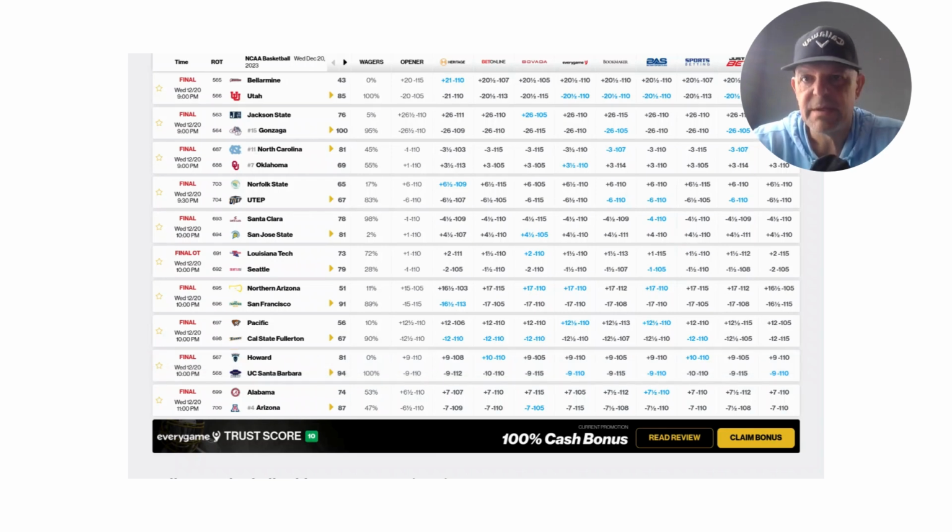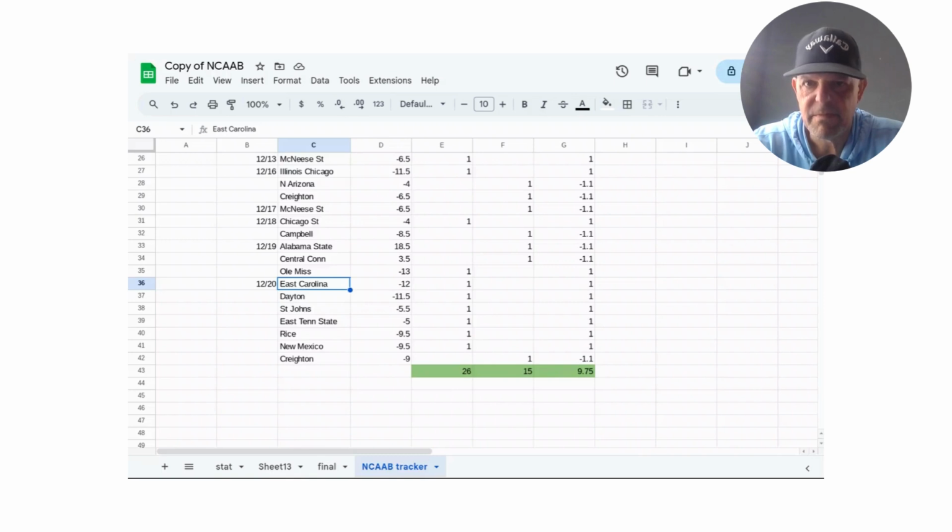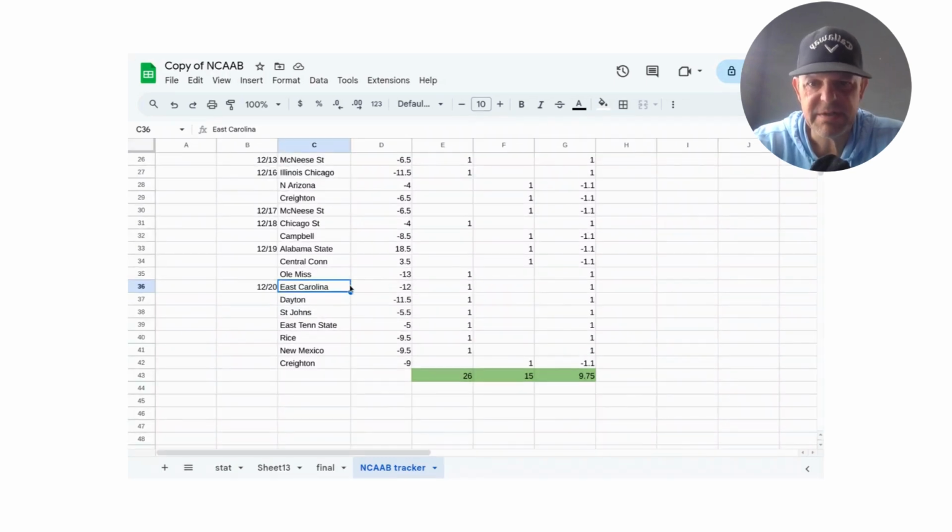So let's take a look. All right, let's take a look at the results here. All right, now, so you see the potential, this was via the model. East Carolina, Dayton, St. John's, East Tennessee State, Rice, New Mexico, Creighton, all had positive line movement. Creighton was the only loss.